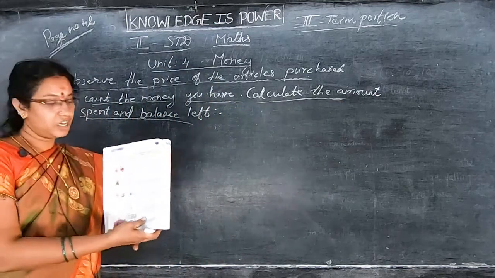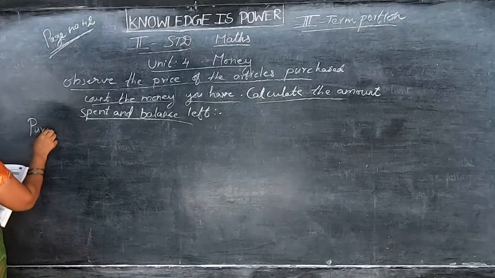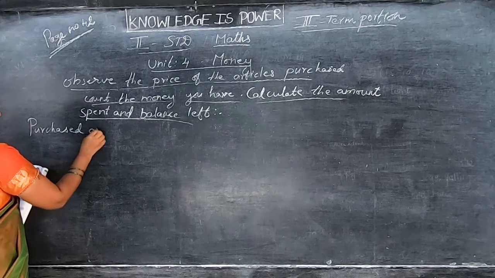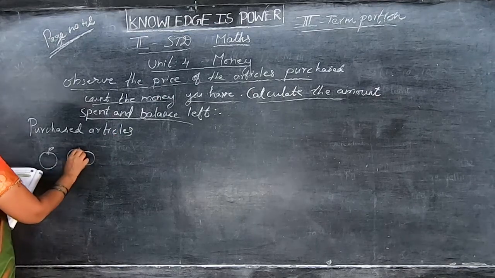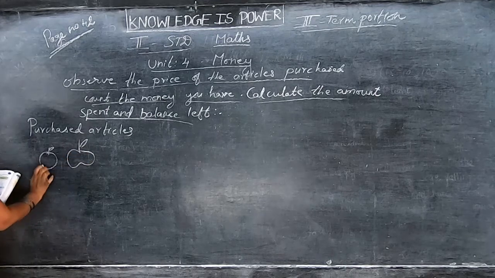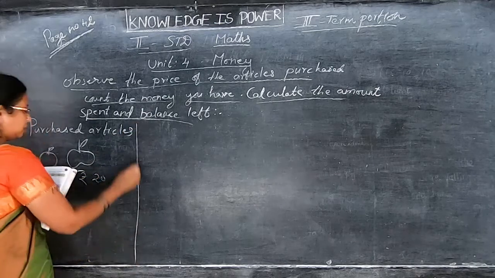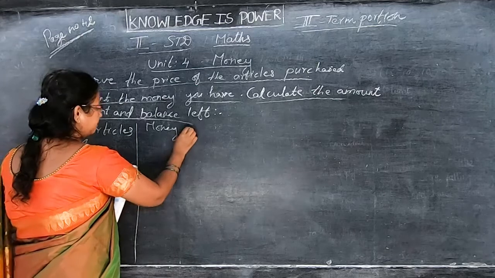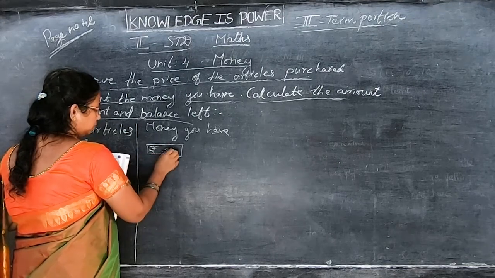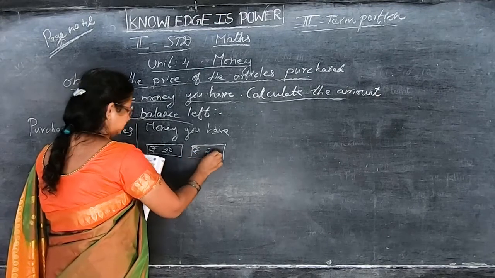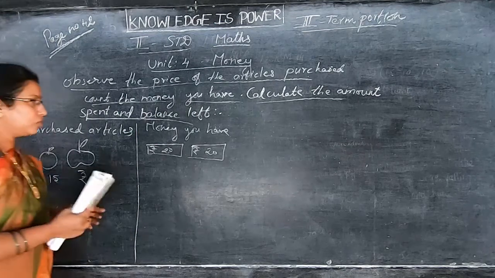See here, the price of the articles they have given, one orange and one apple. Purchased articles: one is orange, the other one is apple. Rupees 15 and rupees 20. Money you have, how much money are you having in your hand? See, a 20 rupee note you are having in your hand. Here, 15 plus 20, totally 35 only you bought for that amount.